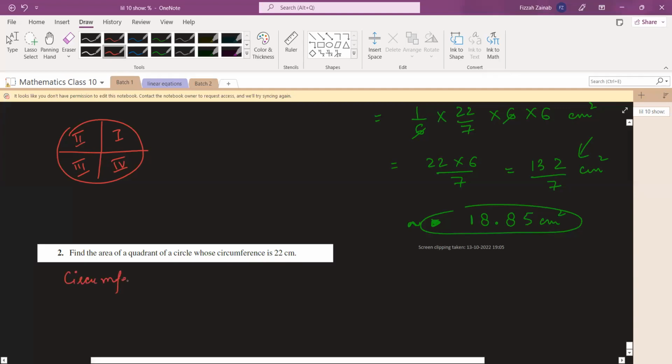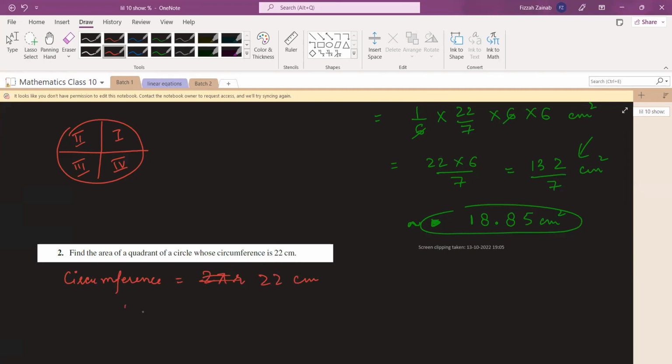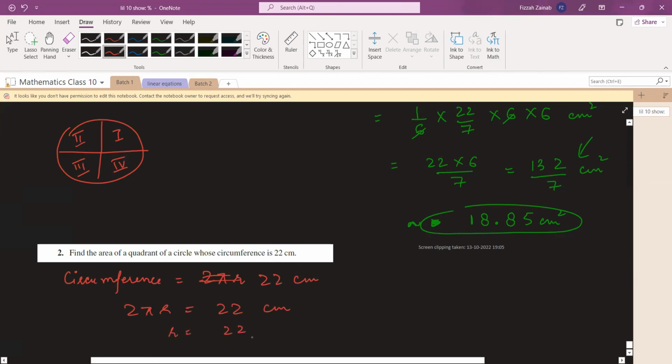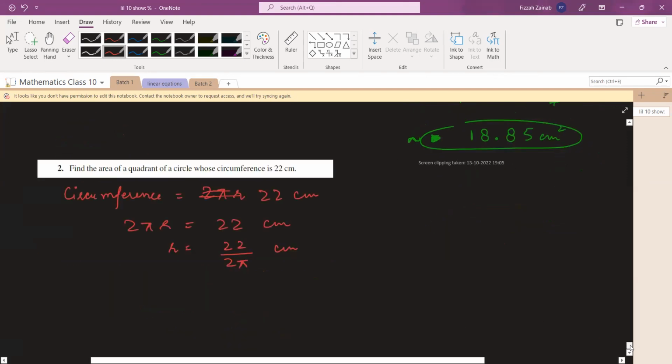90 degree, exactly. So circumference here is given, which is 2 pi r, the formula. It is 22 centimeter, which is given. So 2 pi r is 22 centimeter, and you can find r from here. So r is 22 divided by 2 pi centimeter. Just leave it in pi for the time being. Now find the area of the quadrant.